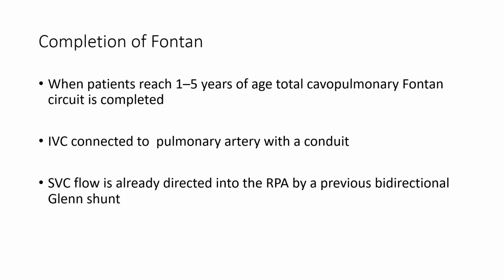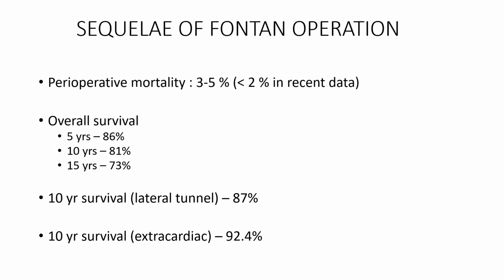So completion of Fontan: when the patient reaches 1 to 5 years of age, or less than about 7 years of age, we have to do it, and the total cavopulmonary circuit is completed. The IVC is connected to the PA with the conduit. The SVC flow is already directed to the RPA by the previous bidirectional Glenn. So what is the overall perioperative mortality?